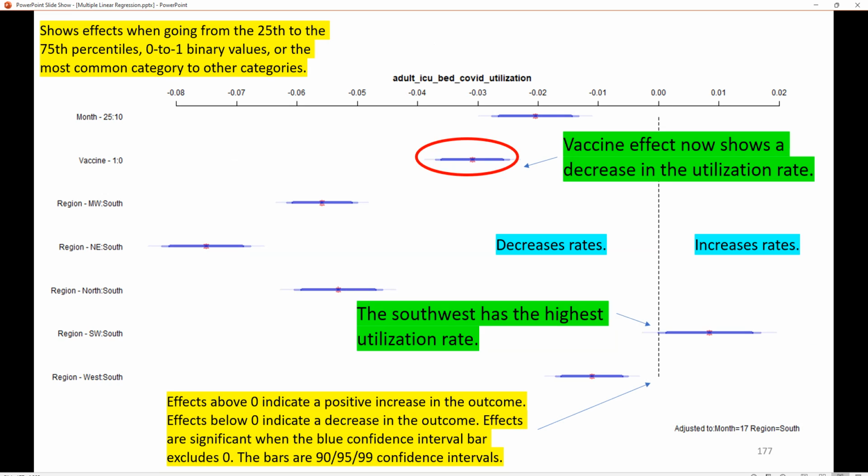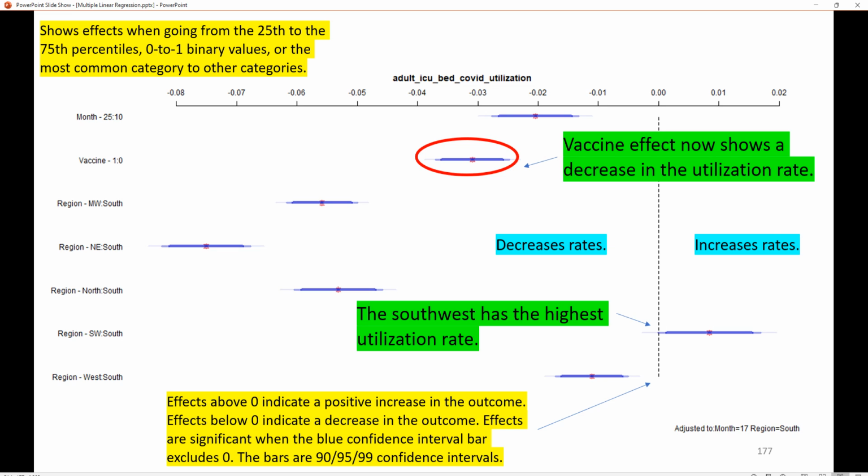So now we'll again look at the model summary, and we'll look at vaccine first. We see that the vaccine effect now shows a decrease in the utilization rate. So we do see that over time, since the vaccine, it's helped to reduce the adult ICU bed utilization. And that's one of the things that when the vaccine came out, a benefit that was expected was that it'll prevent patients from getting very sick.